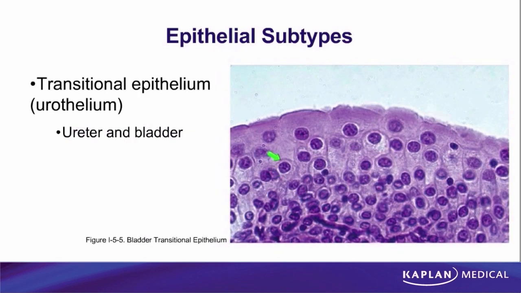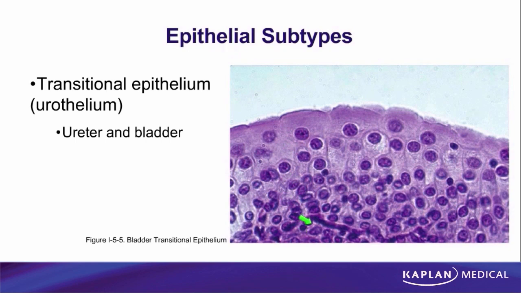Here's another specialized kind of epithelium with a specialized name, and it's called transitional epithelium. Transitional epithelium is going to be found in some of the organs of the urinary system, specifically the urinary bladder and the ureter. The reason it's called transitional is because the number of cell layers thick that this epithelium has changes over time. It's not static, it transitions.